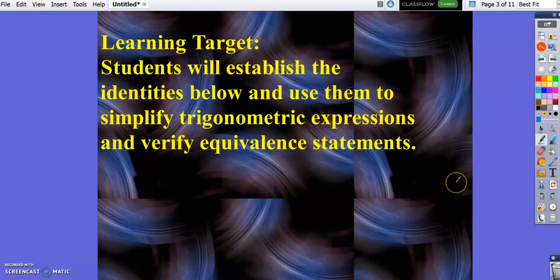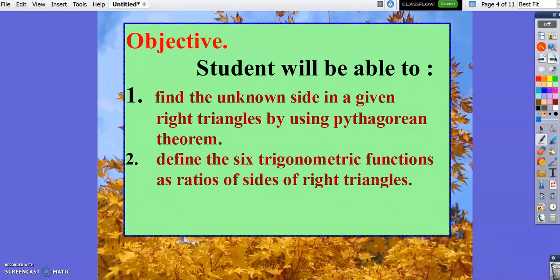Our learning target is: students will be able to establish the identities below and use them to simplify trigonometric expressions and verify equivalence statements. Objective: students will be able to find the unknown side in a given right triangle by using the Pythagorean theorem. I pronounce it as Pythagorean theorem. You might be pronouncing it a different way, but we mean the same concept. Students will be able to define the 6 trigonometric functions as ratios of sides of a right triangle.